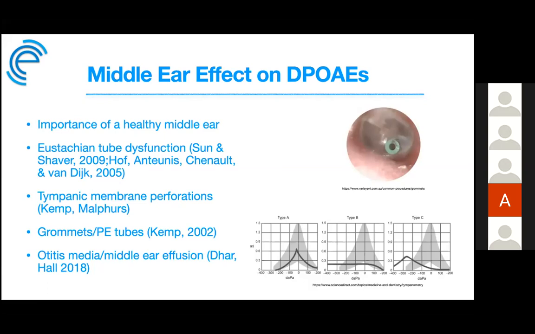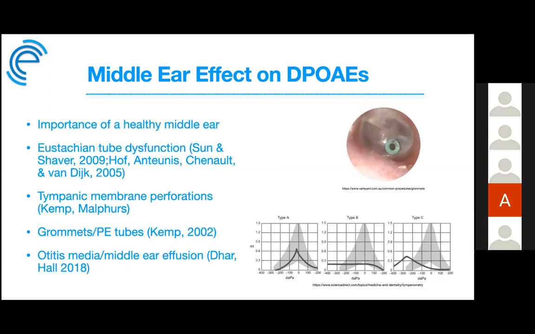We know that pathologies involving the middle ear are going to have a profound effect on both the forward and the backward energy transmission, and they're going to hinder our measurements. This is seen in studies by Kemp in 1979 and Owens in 1992. Some of these are, for example, eustachian tube dysfunction. The negative pressure is going to cause a reduction in the OAE amplitude because of the increased middle ear impedance.